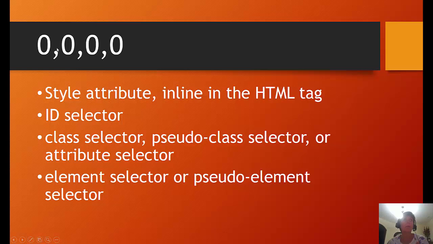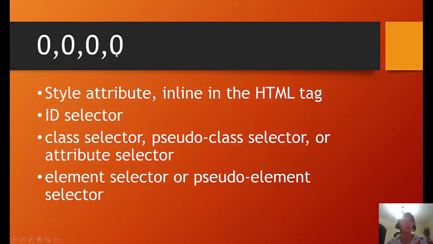The second number refers to the ID selector. So if there is an ID in the selector, it gets counted here. The third one, if there's a class selector, it gets counted here. If there's a pseudo class selector, that's like :hover, :active, those are class selectors. Those get counted here, and attribute selectors get counted here.